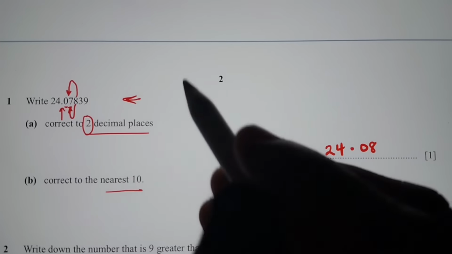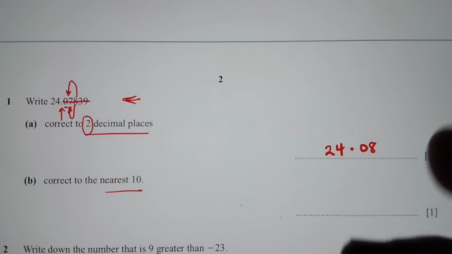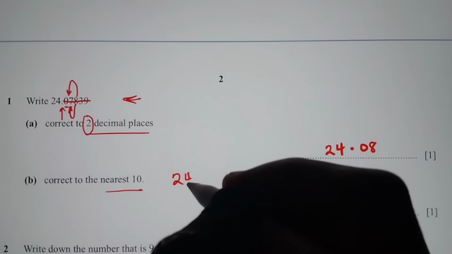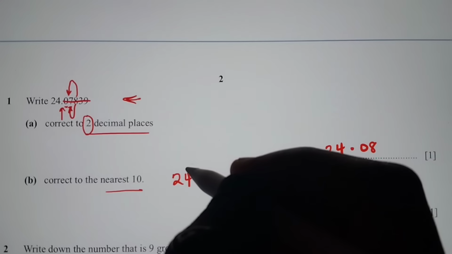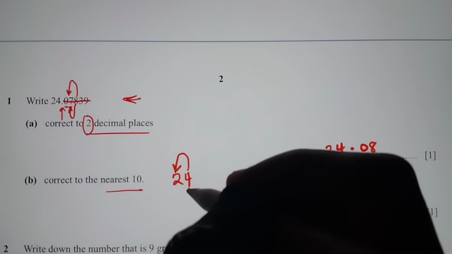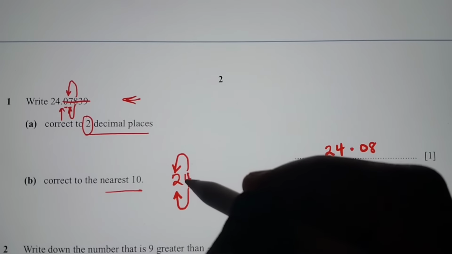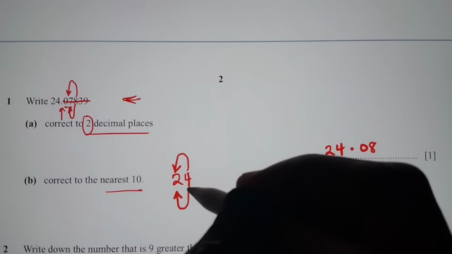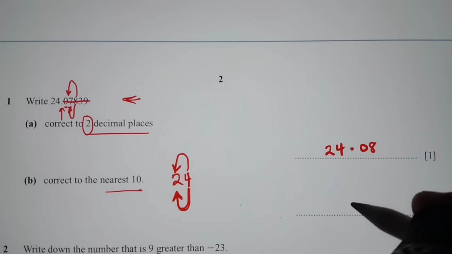The second question said, correct the same number to the nearest 10. Nearest 10 means that we don't need the decimal place. So we have 24. To the nearest 10, we go to the unit digit and see if it is greater or less than 5 to know if we are rounding up or rounding down. Because it is less than 5, we are rounding down. So this will make this 20.